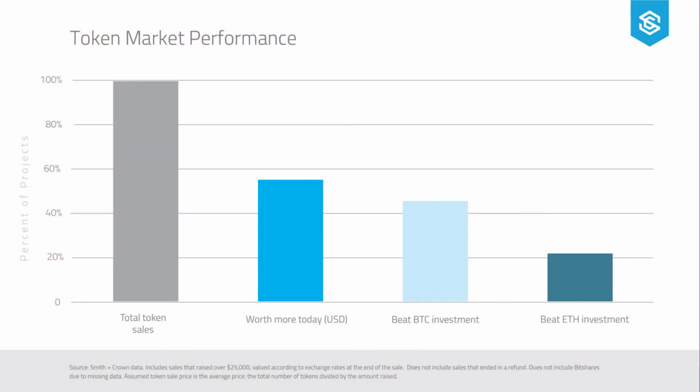Next, we're going to dive into a few different looks at overall performance of the space. So for this, we did a little thought experiment. If you put 1 USD into token sales, how many of them today would be worth more than that original USD that you put into it? So about 45% of projects as of today haven't launched a token, will never launch a token, or are worth less than that original investment.